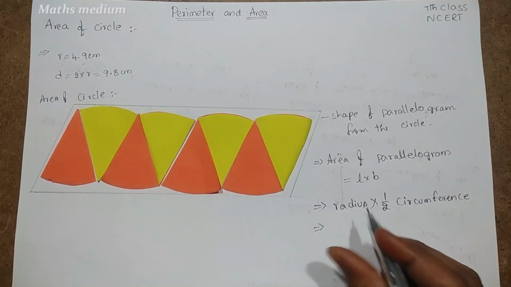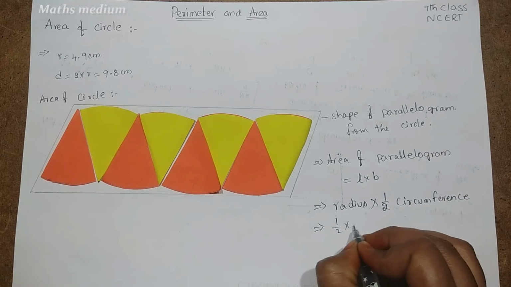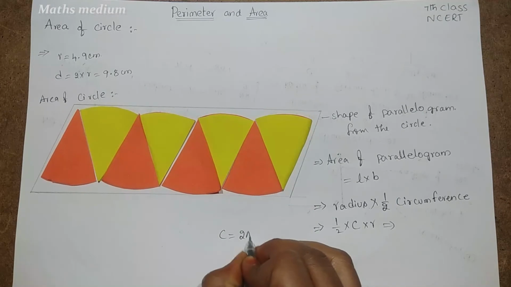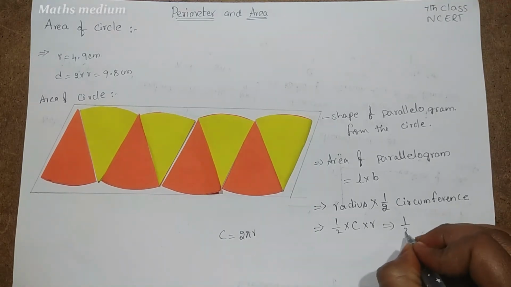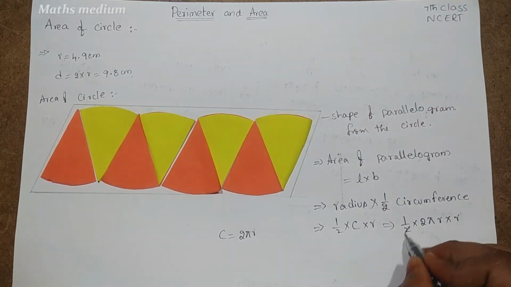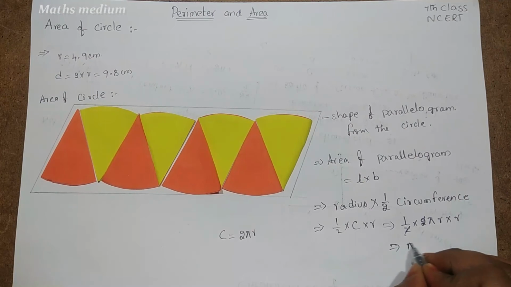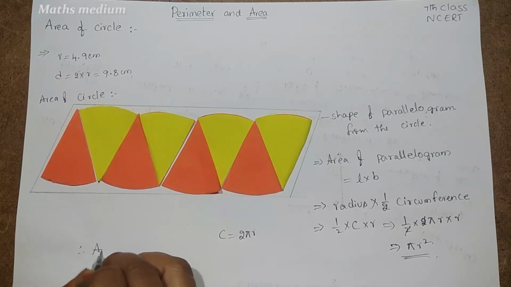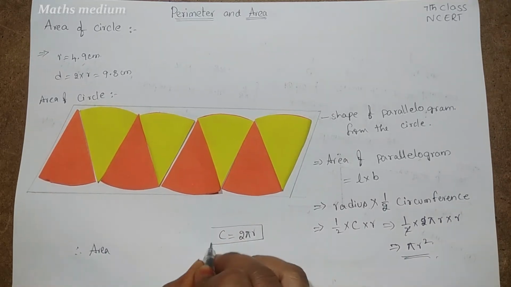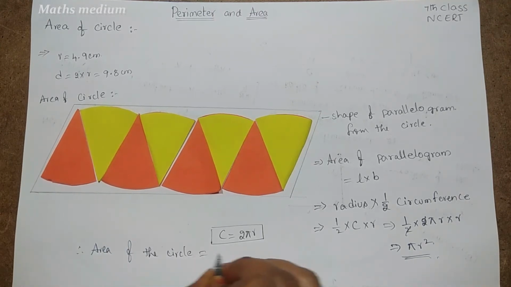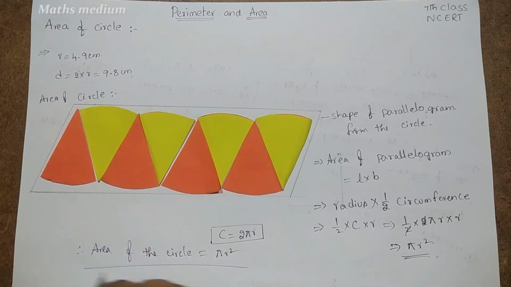Now 1/2 into C into R. So we know C is equal to 2 pi R, right? So 1/2 into 2 pi R into R. Now 2 gets cancelled. Pi R square is the area of the circle. Therefore, the area of the circle is equal to pi R square. So this is the way to find the area of a circle.